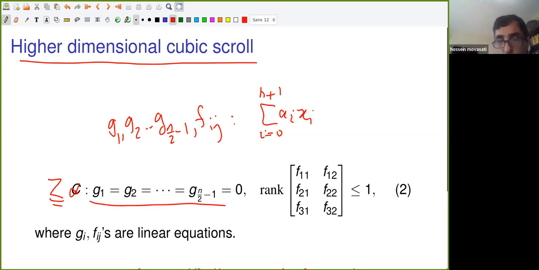And there are also, if you write down this one explicitly, quadratic equations. So the rank of this one is less than or equal to one. This means the determinant of this one is zero, the determinant of this one is zero, and of course the determinant of this one together with this one is also zero. So I will call them, let's say, cubic scroll.